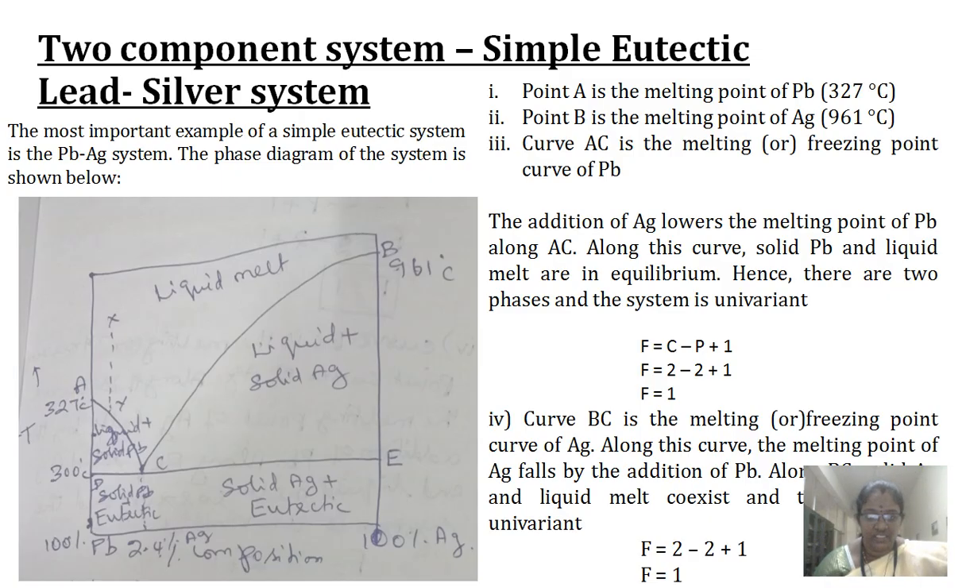There are two phases and the system is univariant, that is F is equal to C minus P plus 1. If we substitute the component value 2 and phase value 2, it will become F is equal to 1. So it is univariant. Curve BC is the melting or freezing point curve of silver. Along this curve, the melting point of silver falls by addition of lead. Along BC, solid silver and liquid melt coexist and the system is univariant. That is F is equal to 2 minus 2 plus 1.